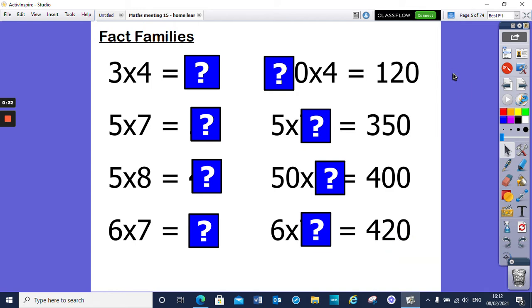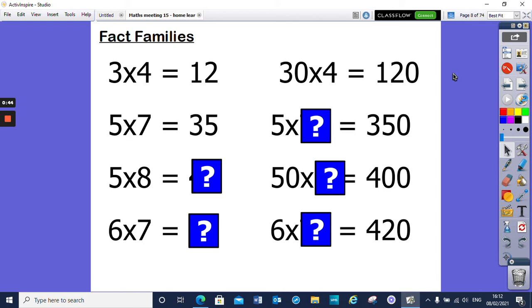Right, let's make a start, shall we? 3 multiplied by 4 is 12. So what multiplied by 4 is 120? 30 multiplied by 4 is 120. 5 multiplied by 7 is 35. So 5 multiplied by what equals 350? 5 multiplied by 70 equals 350.